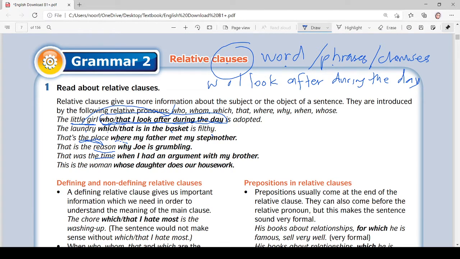This is the woman. Kalau macam cakap biasa, this is the woman. This is the woman whose daughter does our housework. Yang mana anak dia buat kerja-kerja rumah. So, ini the woman. Maksudnya kita nak cakap something. Kita nak cakap something tu, boleh je jadi benda tu pendek. Tapi kita nak panjangkan atau nak give more information about the thing.